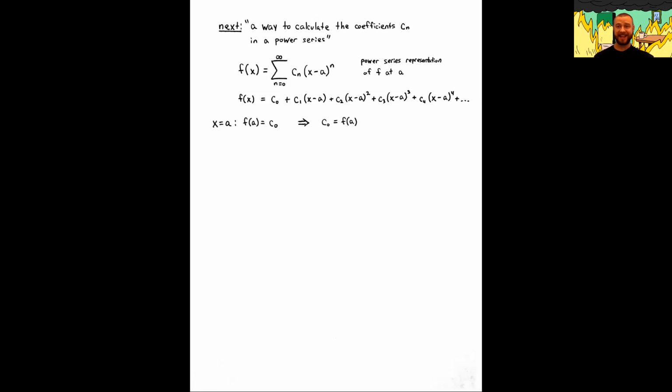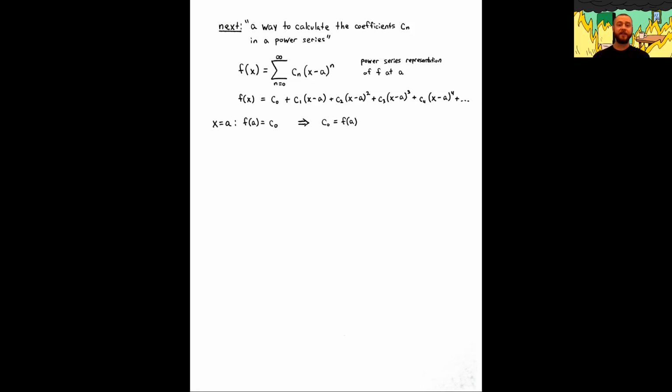So if we plug a into this, on the left side you'll get f of a. The right side evaluates to just c sub 0. And that basically solves for c sub 0. We find the value of the first coefficient, which we label c sub 0, equals f of a.